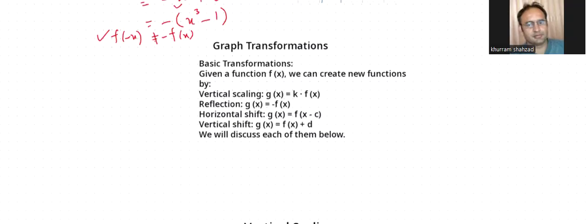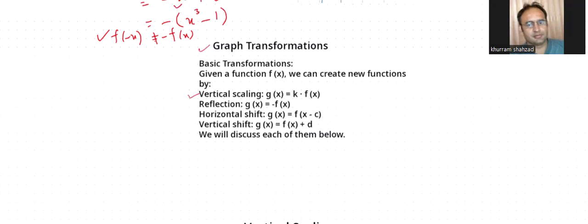Hello. Our next topic is graph transformation. So, what is graph transformation? A graph can be transformed from one form to another in four different ways. First one is vertical scaling. So, what is vertical scaling? It means that the graph is enlarged vertically through some factor k.